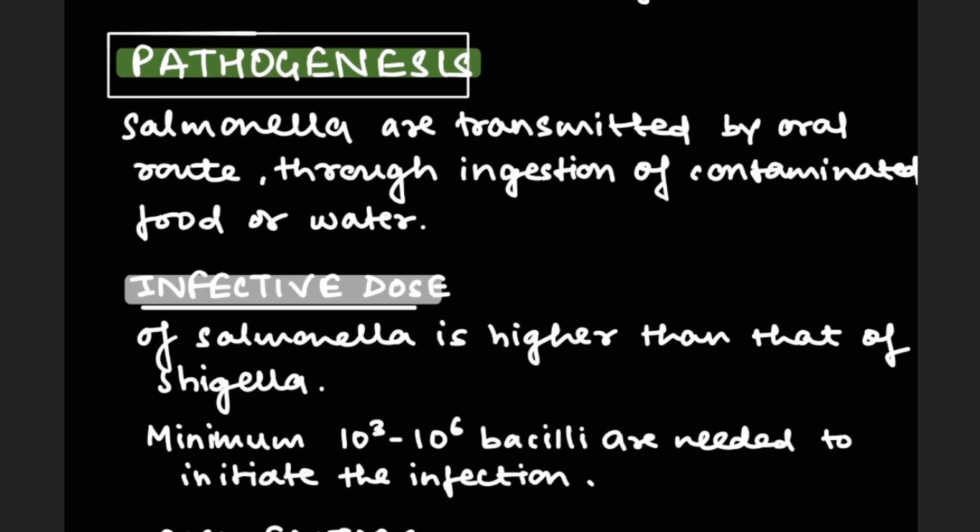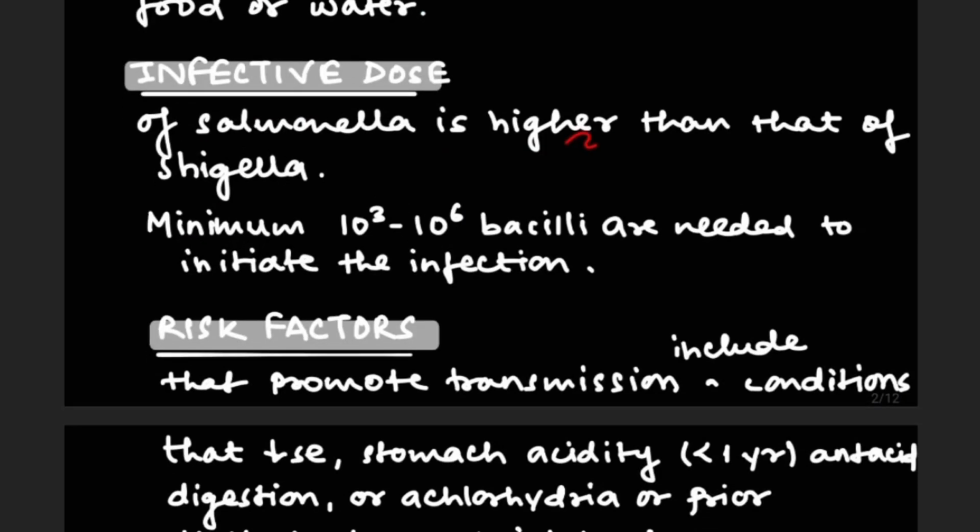Now we are going to see about pathogenesis. Salmonella are transmitted by the oral route through the ingestion of contaminated food or water. The dose of Salmonella is higher than that of Shigella. A minimum of 10 to the power 3 to 10 to the power 6 bacilli are needed to initiate the infection. So this much bacteria are needed for the infection.